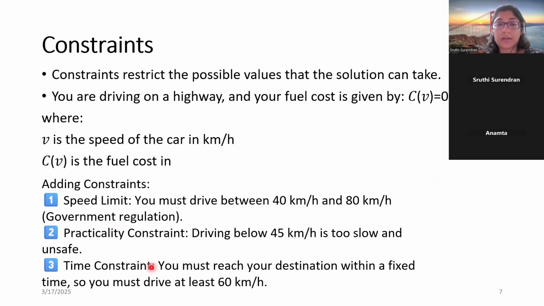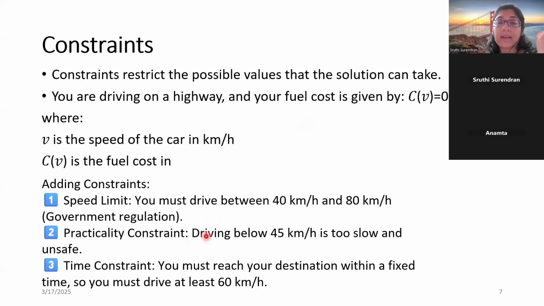You should not go below or above the speed limit. You should not go below the practical speed, and you should maintain a speed in such a way that you are going to reach the place in time. So when you talk about constraints of an objective function, these conditions that need to be met are called the constraints.